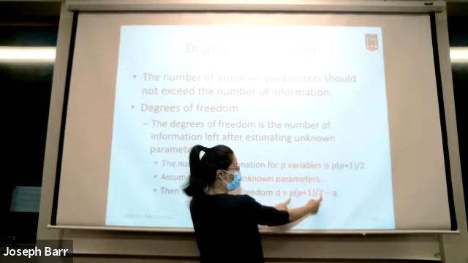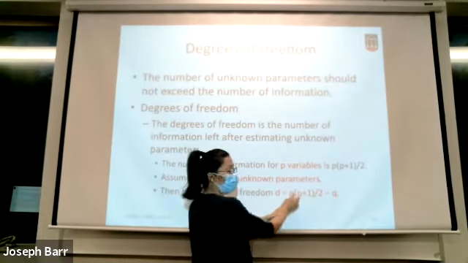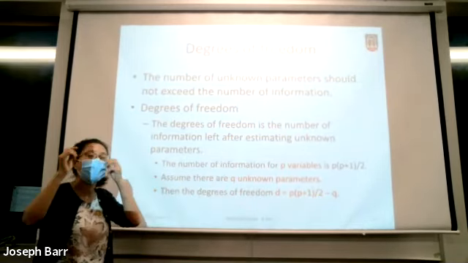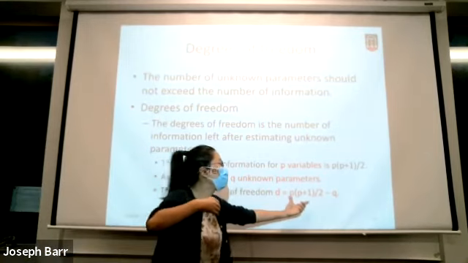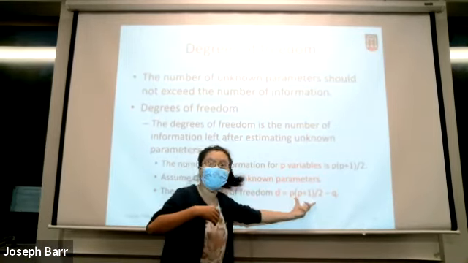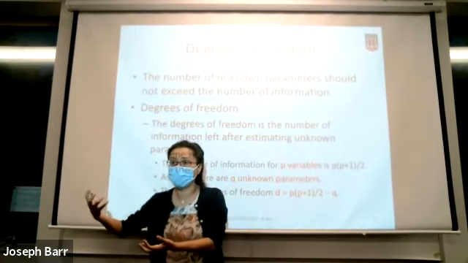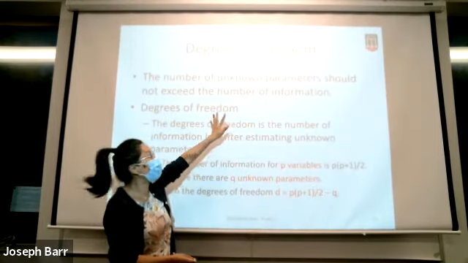What is the first part? This part is called the number of information, P times P plus 1 divided by 2. What is Q? Q is the number of parameters in your model. This is the available pieces of information, and this is the information you're going to use for estimating your model. The difference is the degrees of freedom.